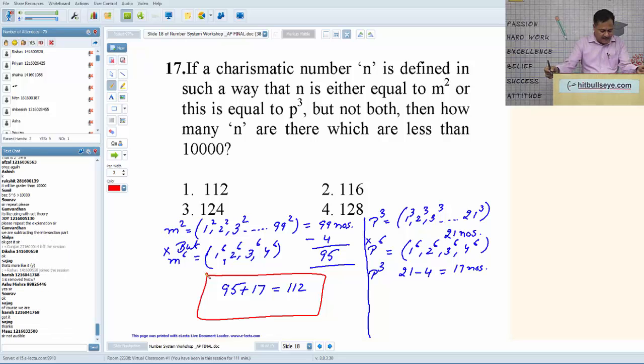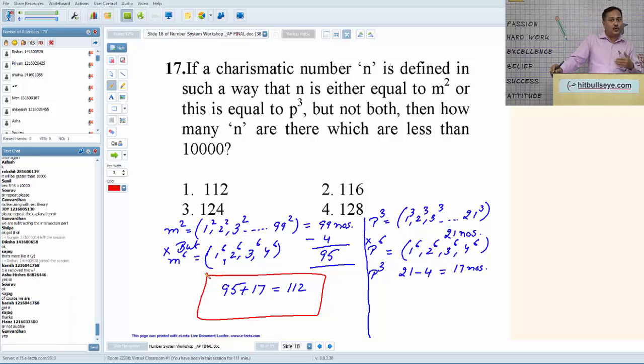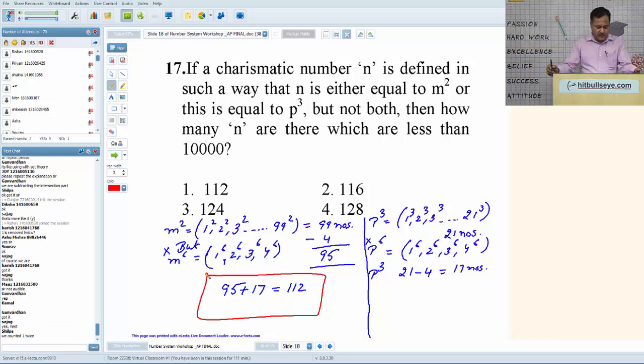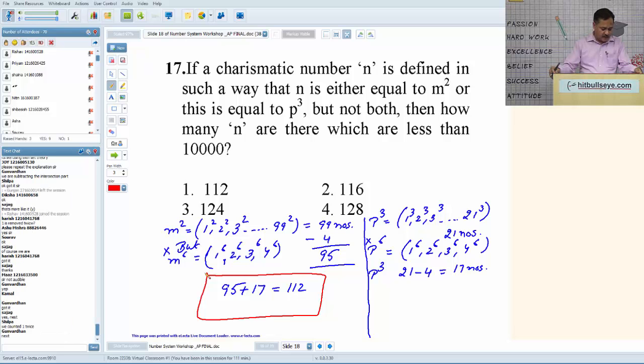1 is subtracted twice because 1 is a perfect square as well as in the form of 1 raised to the power 6, and 1 is a perfect cube but is also in the form of 1 raised to the power 6. So we have to subtract 1 twice because we don't want any number which is a perfect square as well as a perfect cube. So we minus 1 from both the counts. So this is the question. I hope all of you are getting it.